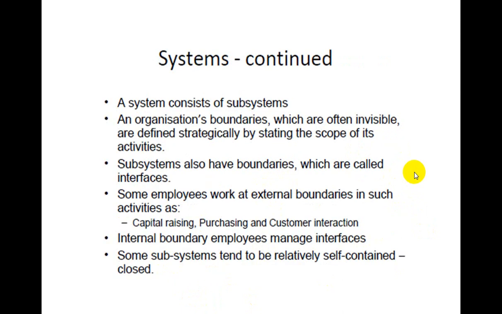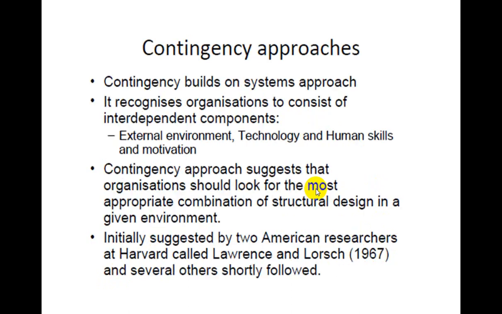A system consists of subsystems. First, an organization's boundaries are often invisible or defined strategically by stating the scope of its activities. Second, subsystems also have boundaries, which are called interfaces. Third, some employees work at external boundaries in activities such as capital raising, purchasing and customer interaction. Fourth, at internal boundaries, employees manage interfaces. Fifth, some subsystems tend to be relatively self-contained, or closed.